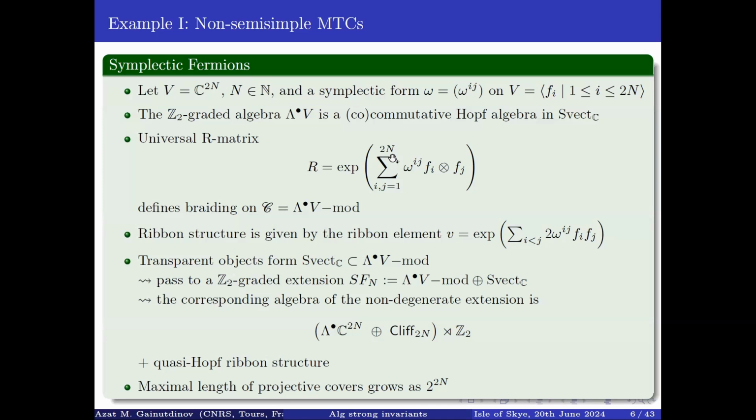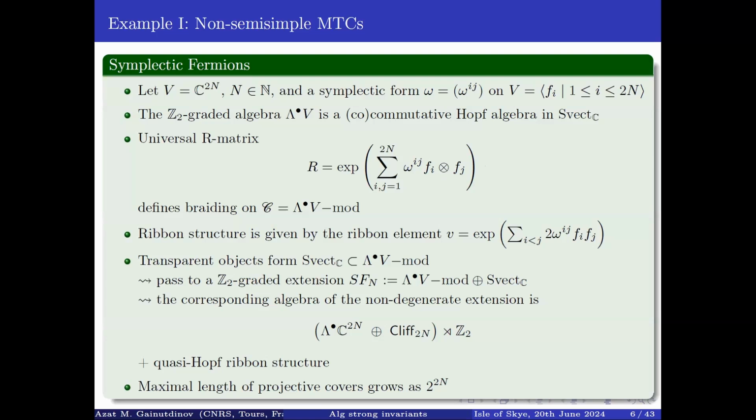Okay. So this is a well-defined element in the tensor square of the exterior algebra, right? Because φi squared is zero, and so it's a well-defined element in the square of my exterior algebra, and this element defines the braiding on the category of modules of this exterior algebra. So how does it define it? I mean, the algebra acts on the tensor product of modules.